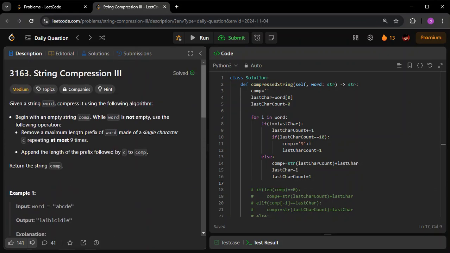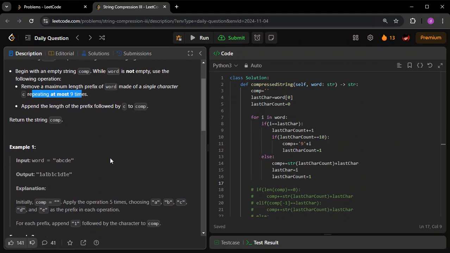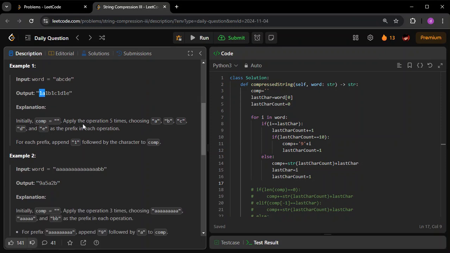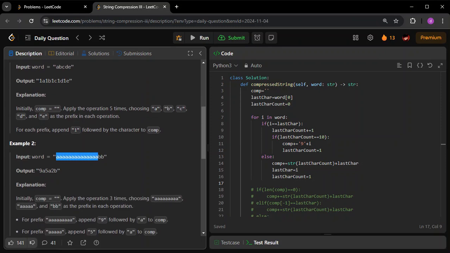Remove a maximum length prefix of word made of a single character C, repeating at most 9 times. As simple as that. Now, if you see here in the first example, everything is present only one time. So just write 1 and the letter itself. That is the frequency of the letter and the letter itself. If it exceeds 9, what you have to do? You have to make an entry that is 9, the character, and then for the remaining frequency, after removing the frequency that you already wrote, you have to again make an entry. As simple as that. I hope you're getting this part.